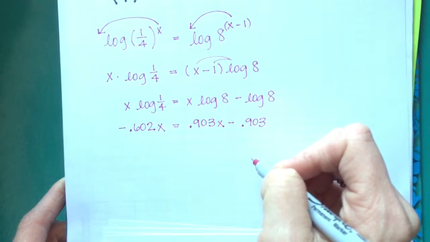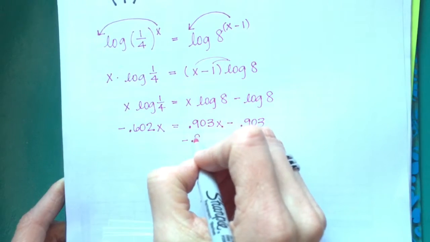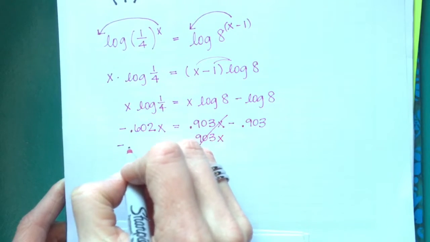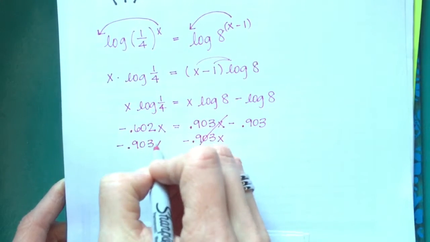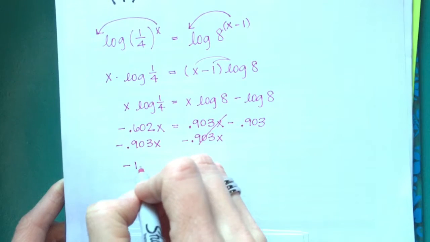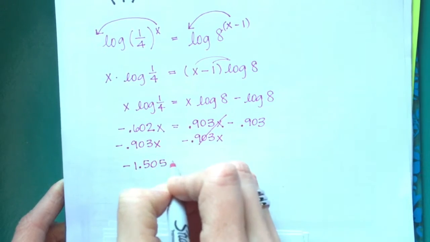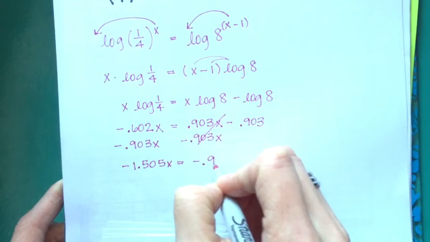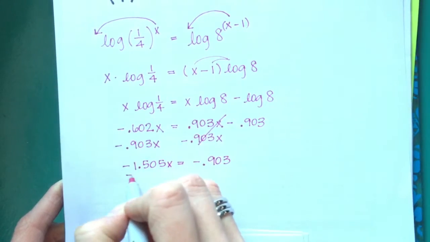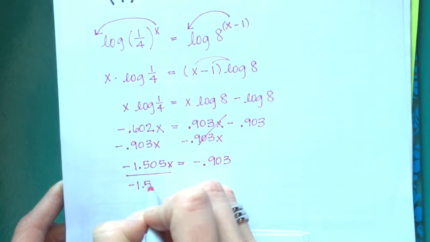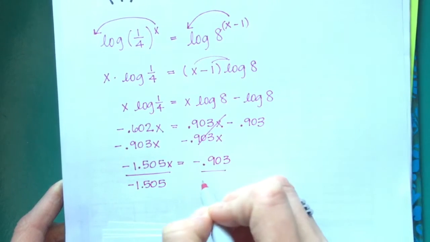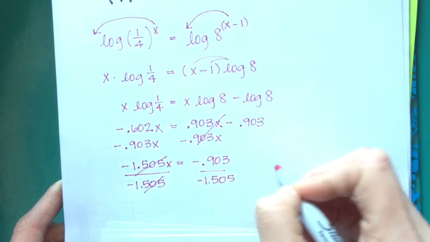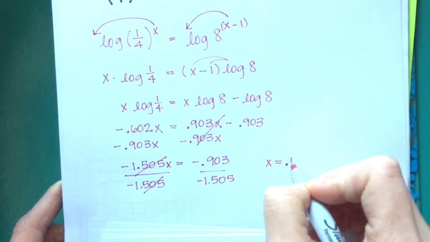We need to collect the x's on one side, so I'm going to move this one over to the left. And bring that one down. And then divide both sides by negative 1.505. Those cancel, and you get x is equal to 0.6.